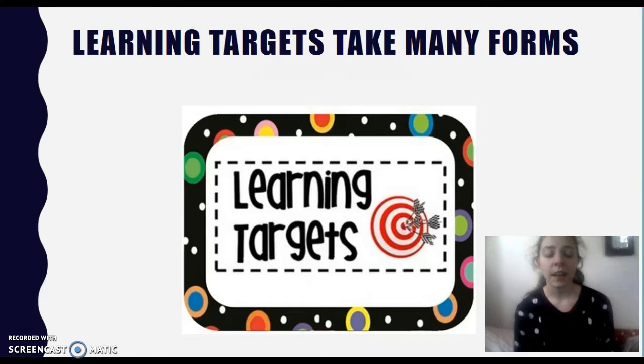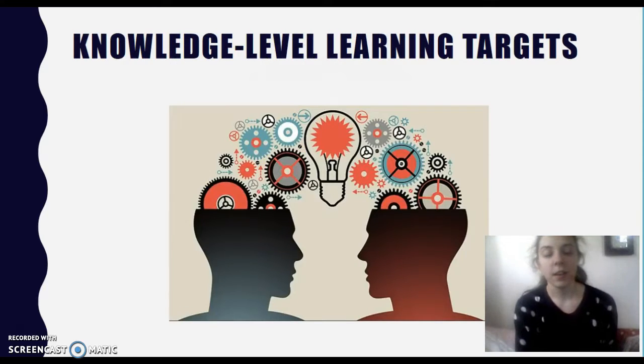They can be content standards, Common Core state standards, benchmarks, and objectives. They can range in size, and some people have to make them on their own, or have them set by a curriculum. Knowledge level learning targets is the first of the 4 types of learning targets. This one has to deal with knowing from memory, procedural knowledge, and conceptual understanding.